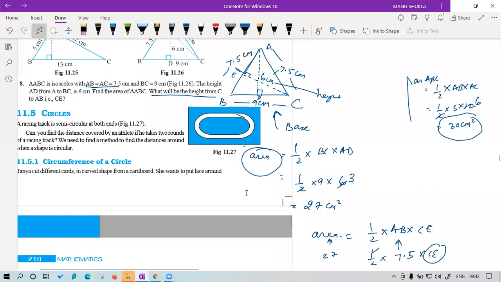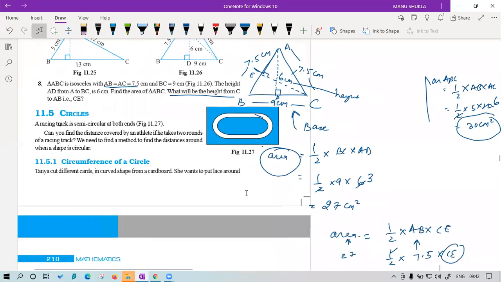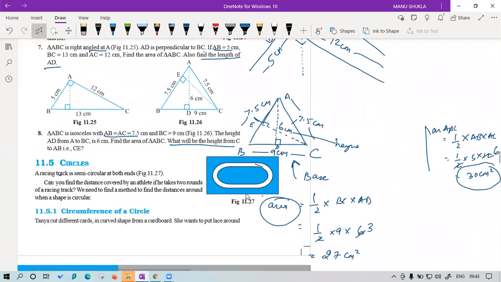Please confirm, is it clear? In question number 8, first we have found the area taking this base as BC and height as AD. After that, sir, please one time isolate.